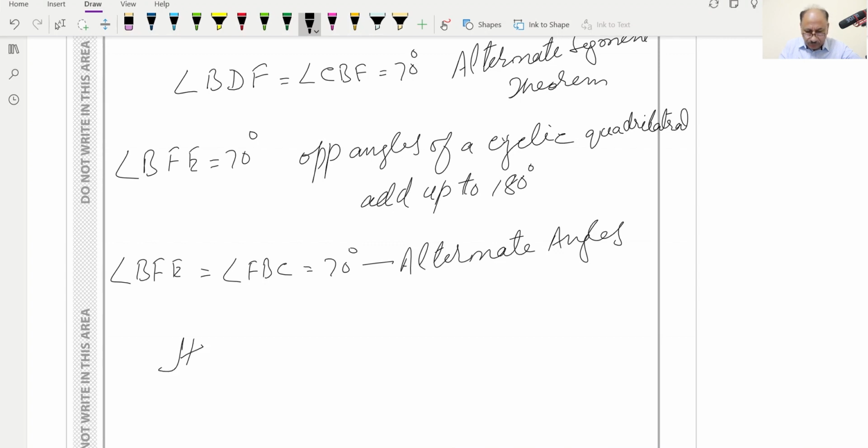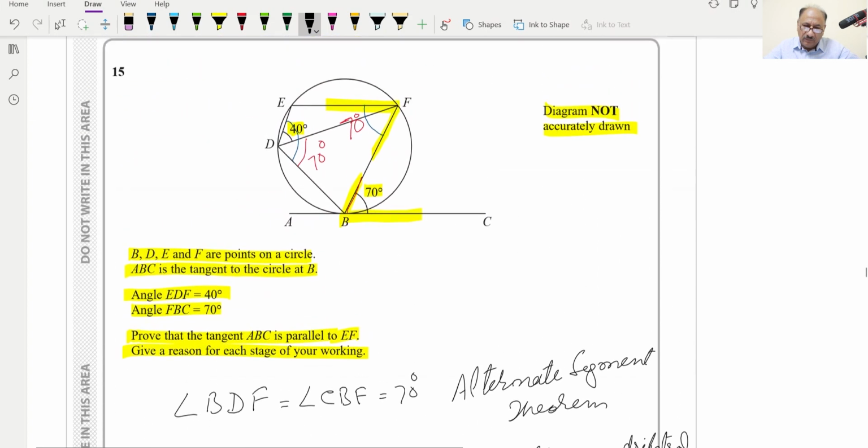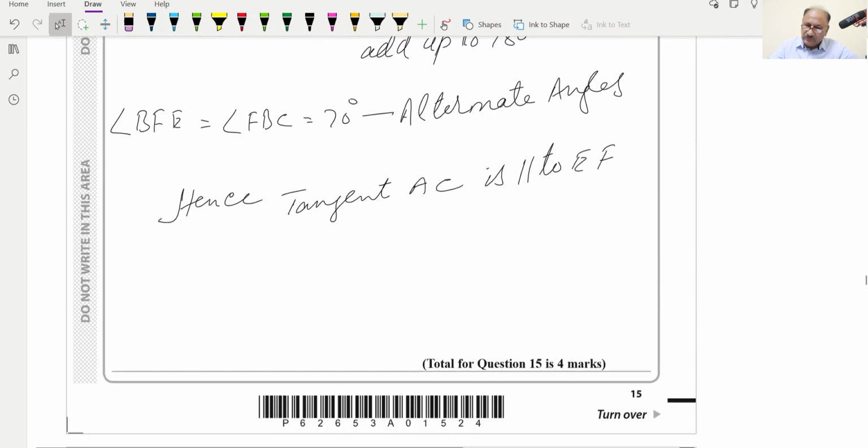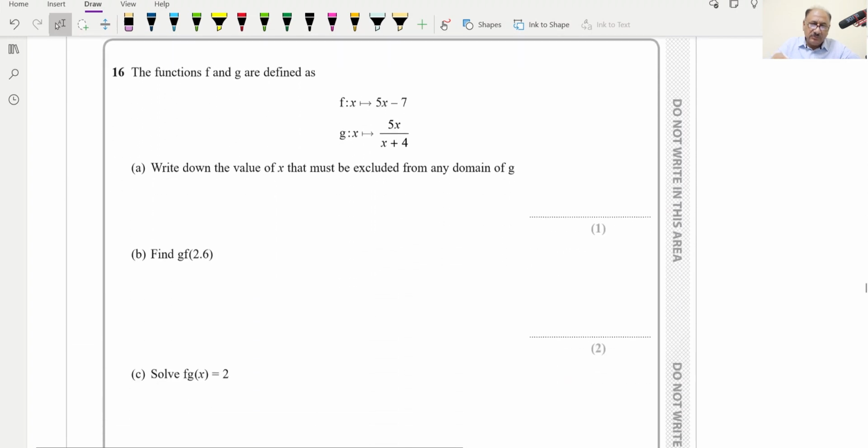So hence the line tangent ABC, or we can say AC, is parallel to EF, and EF is this one. So this is done. We are done with this part. Hopefully you understood this. Now question number 16.